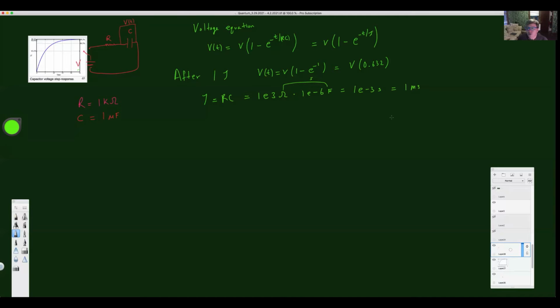Okay, so if we're looking over here at this plot, if we were using this circuit, after we close the switch, after 1 millisecond you would be at 63% of the voltage. After 2 milliseconds, we would be at 86.5%, et cetera, et cetera. So our goal in this lab is to use this fact to be able to calculate C.